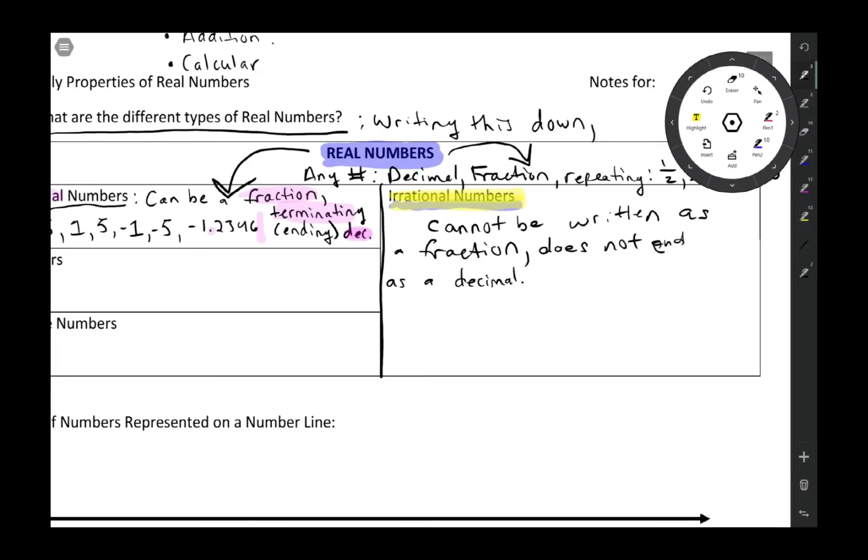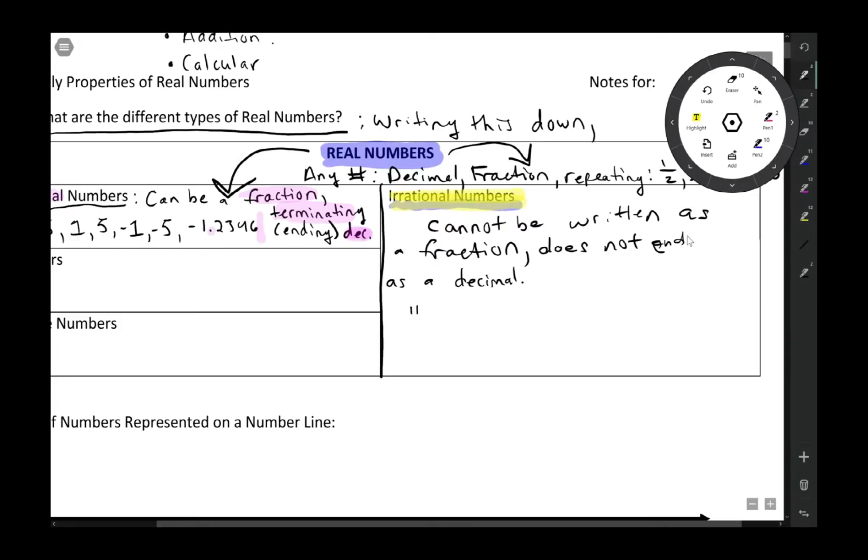Okay, so examples of these are numbers like pi. Pi is 3.14159, goes on forever.